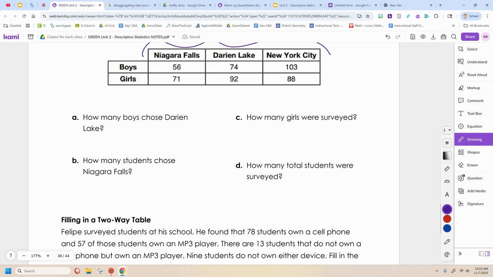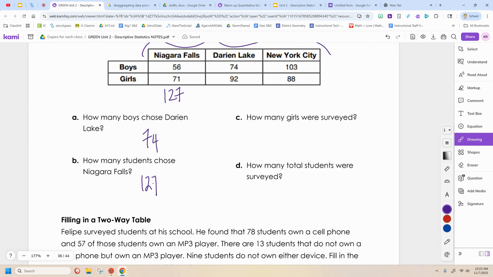All right. So how many boys chose Darien Lake? 74. This is hard because that's a right-there question, right? It means you're kind of playing Battleship. I'm looking at this column and this row and picking that number. But as they go farther through, how many students chose Niagara Falls? 127. That was a total on the margin. So it's a marginal total, or a marginal frequency.